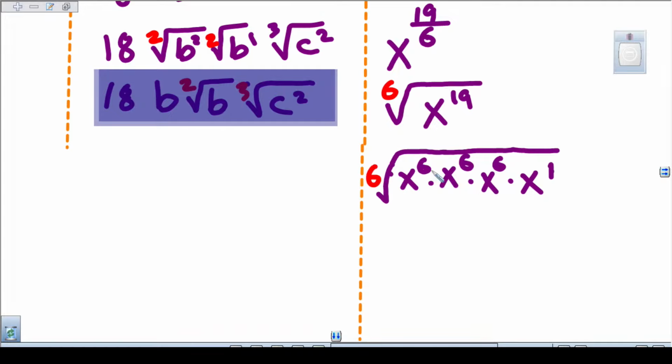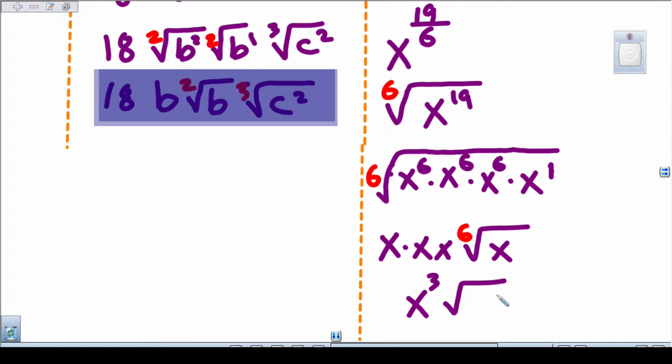Exactly. So for every 6, I'm going to pull out one of them outside the radical. That's going to be x. For every 6, I pull one out. And the one that I'm going to be left with is 1x that is under the 6th root. And x times x times x is going to be x cubed times x under the 6th root, or the 6th root of x. And that should be it.